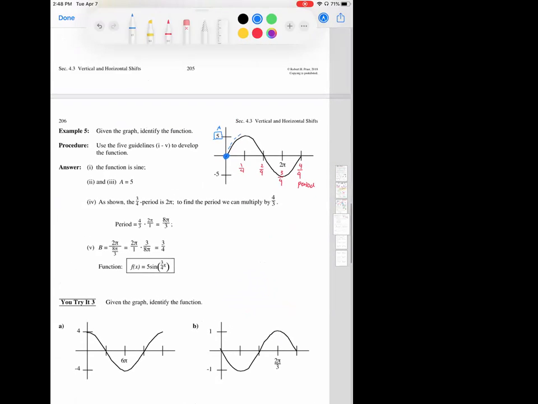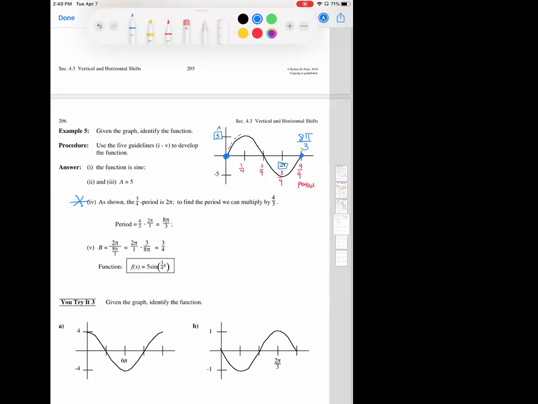But what's my argument? Okay, this is what this example is all about, part 4. As shown, we have 3/4 of a period, which is 2 pi. To find the period, we just multiply by 4/3. So we go ahead and multiply 2 pi, which is that 3/4 number, by 4/3, and we get 8 pi over 3. So this lets us know that our period, this last tick mark, is 8 pi over 3.